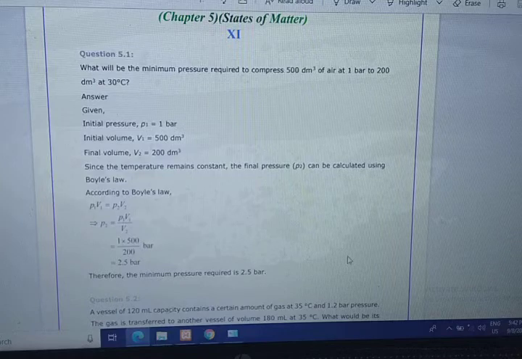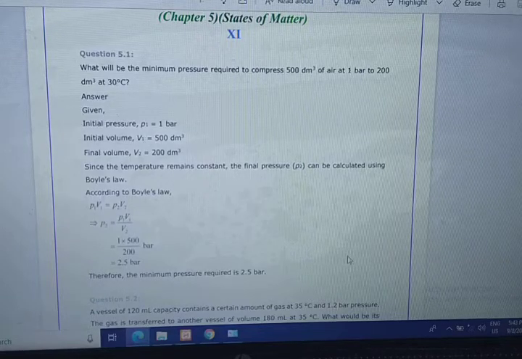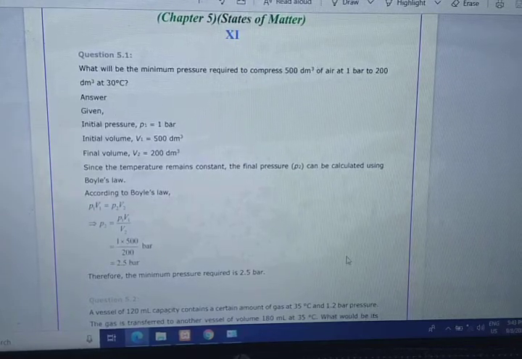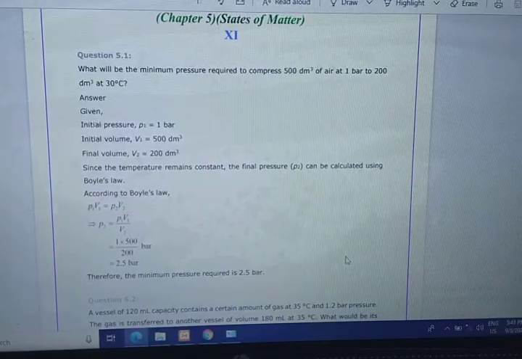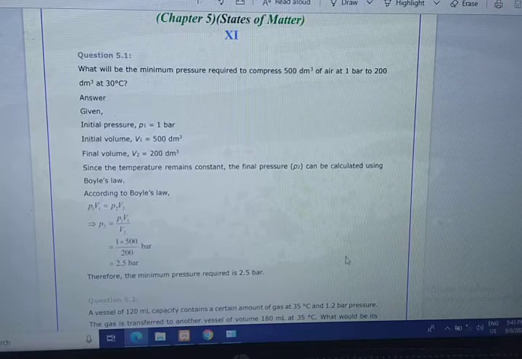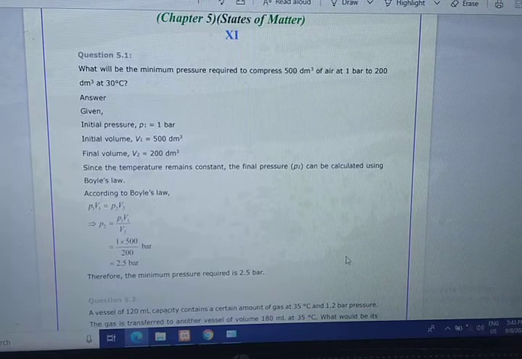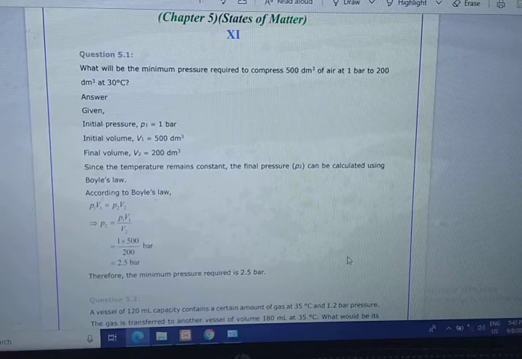Since the temperature remains constant, we have to calculate the final pressure P2, right? According to Boyle's law, P1V1 = P2V2. So P2 = P1V1/V2. We just put in the values: 1 × 500/200 bar, which is equal to 2.5 bar. Therefore, the minimum pressure required is 2.5 bar.